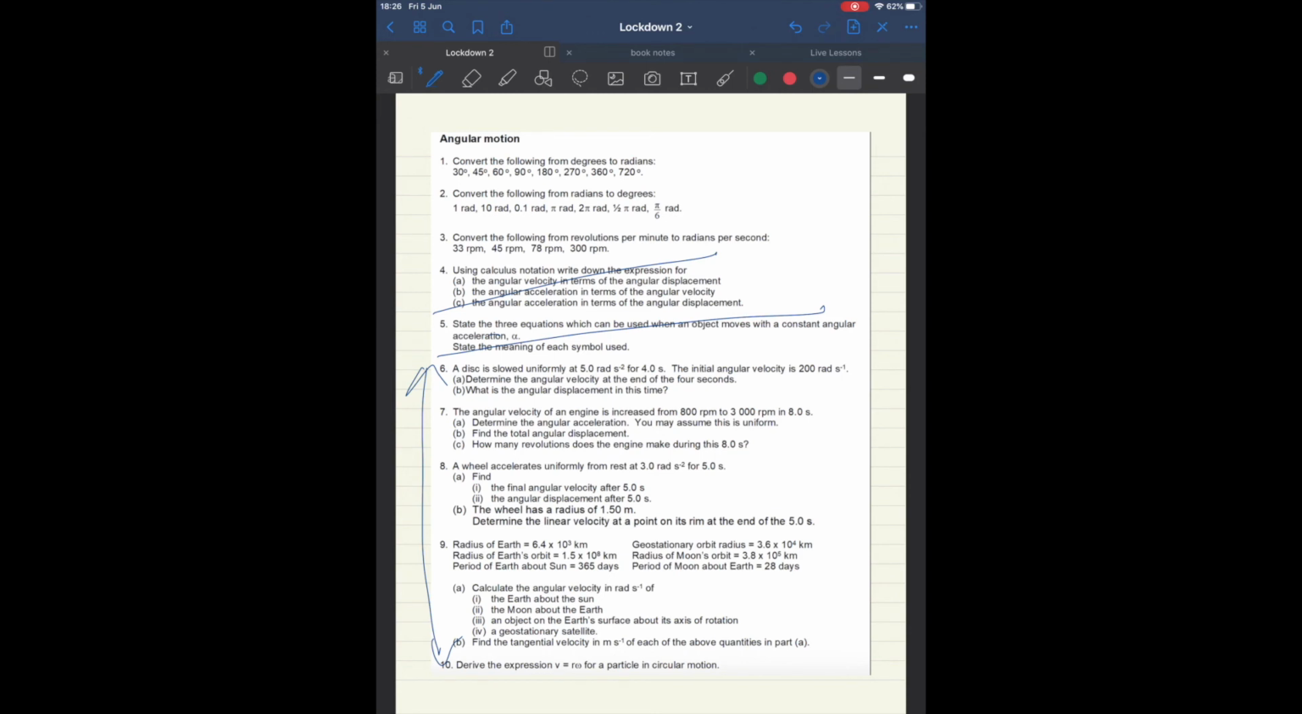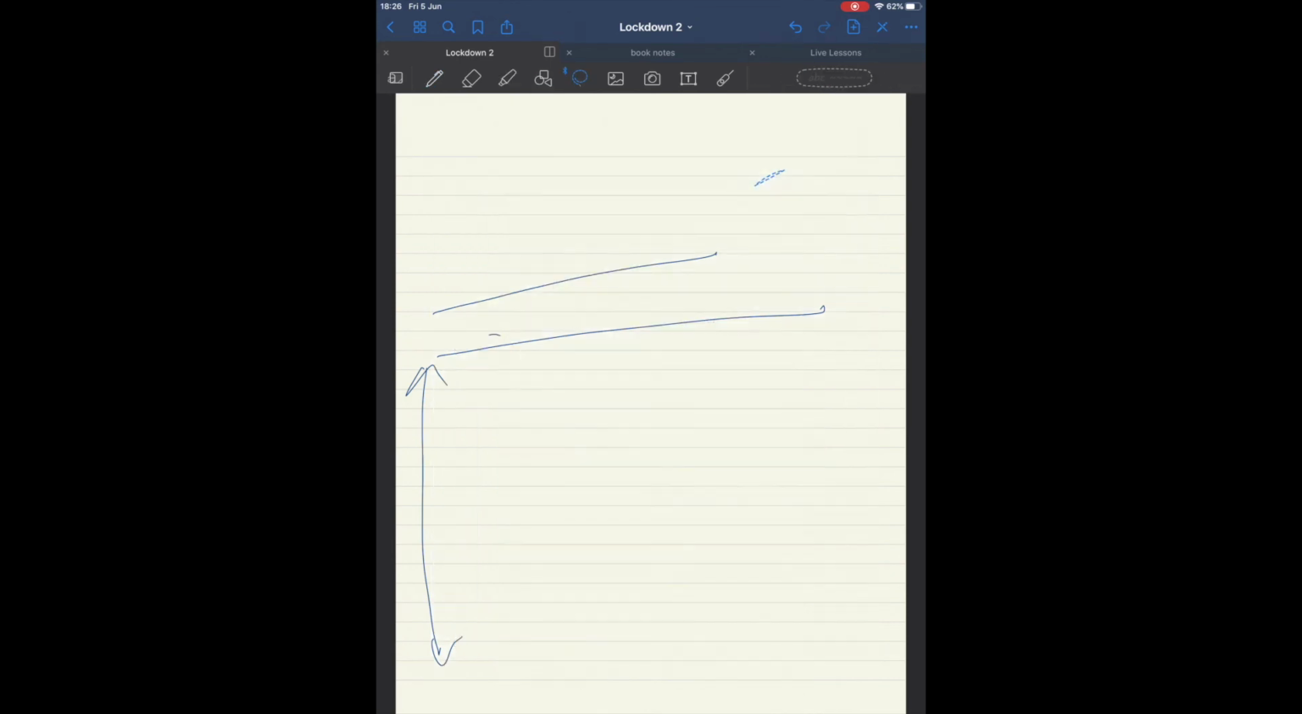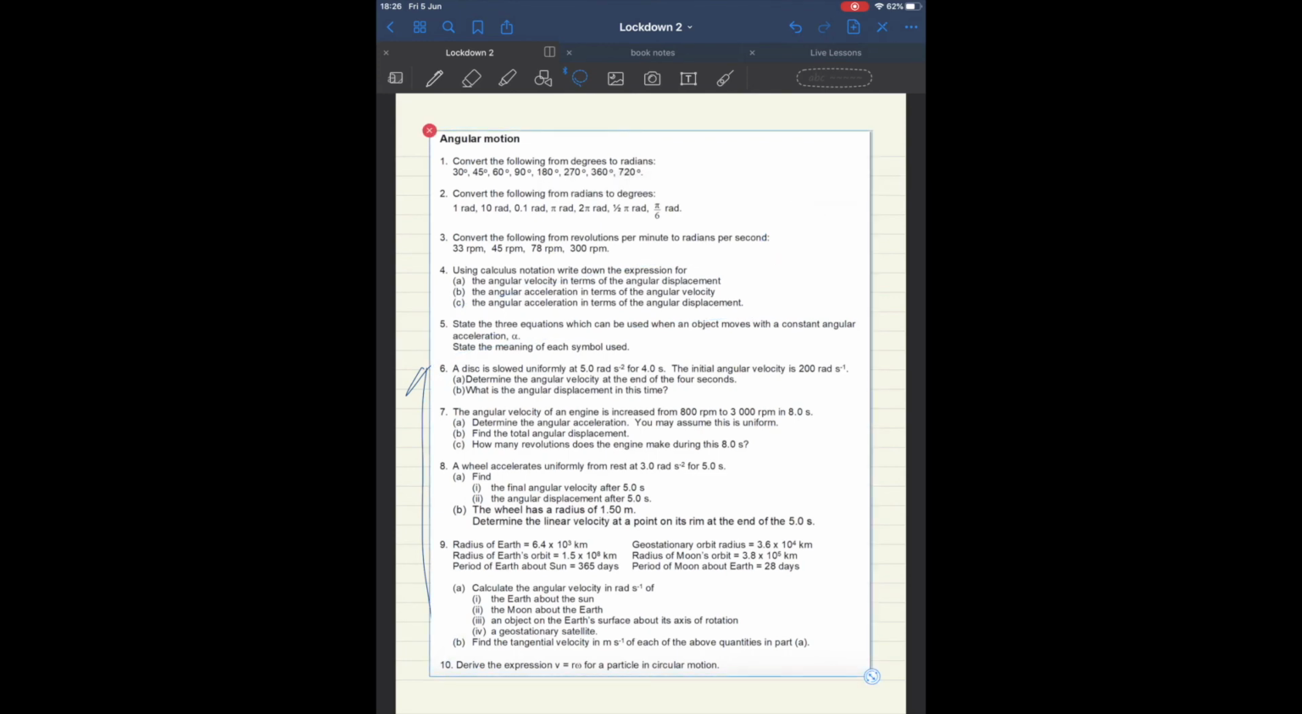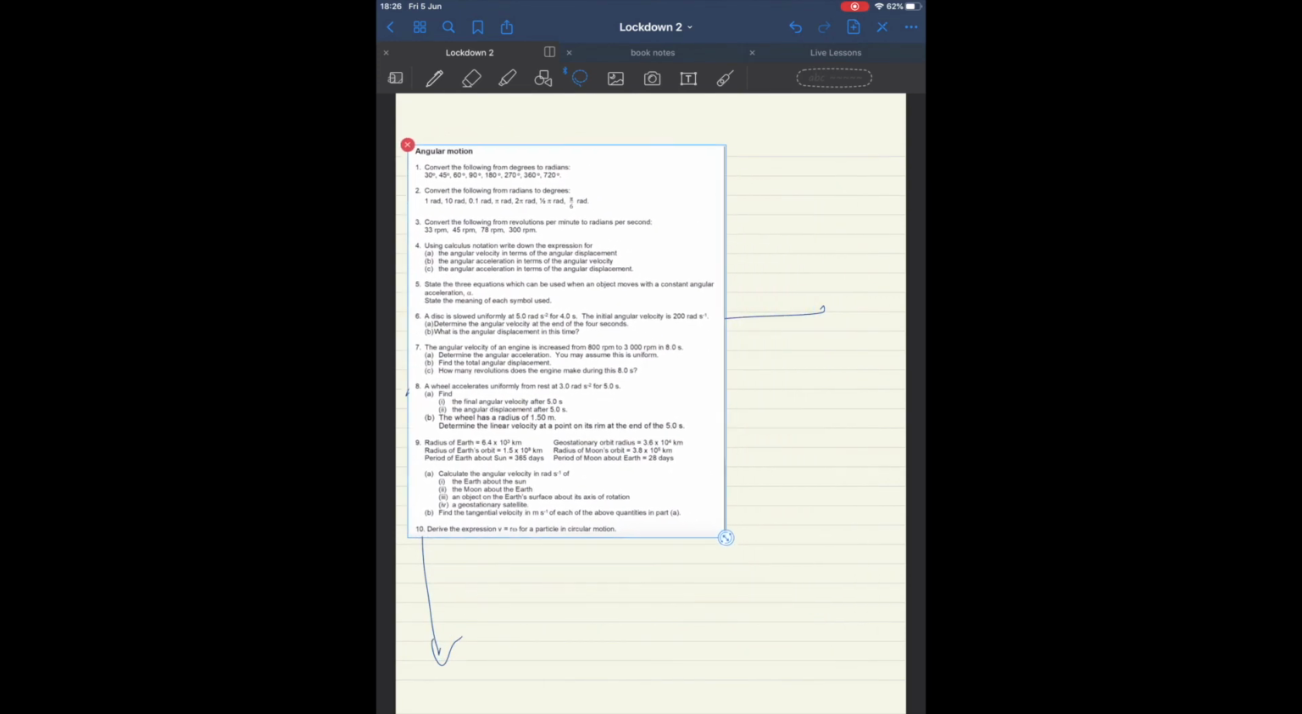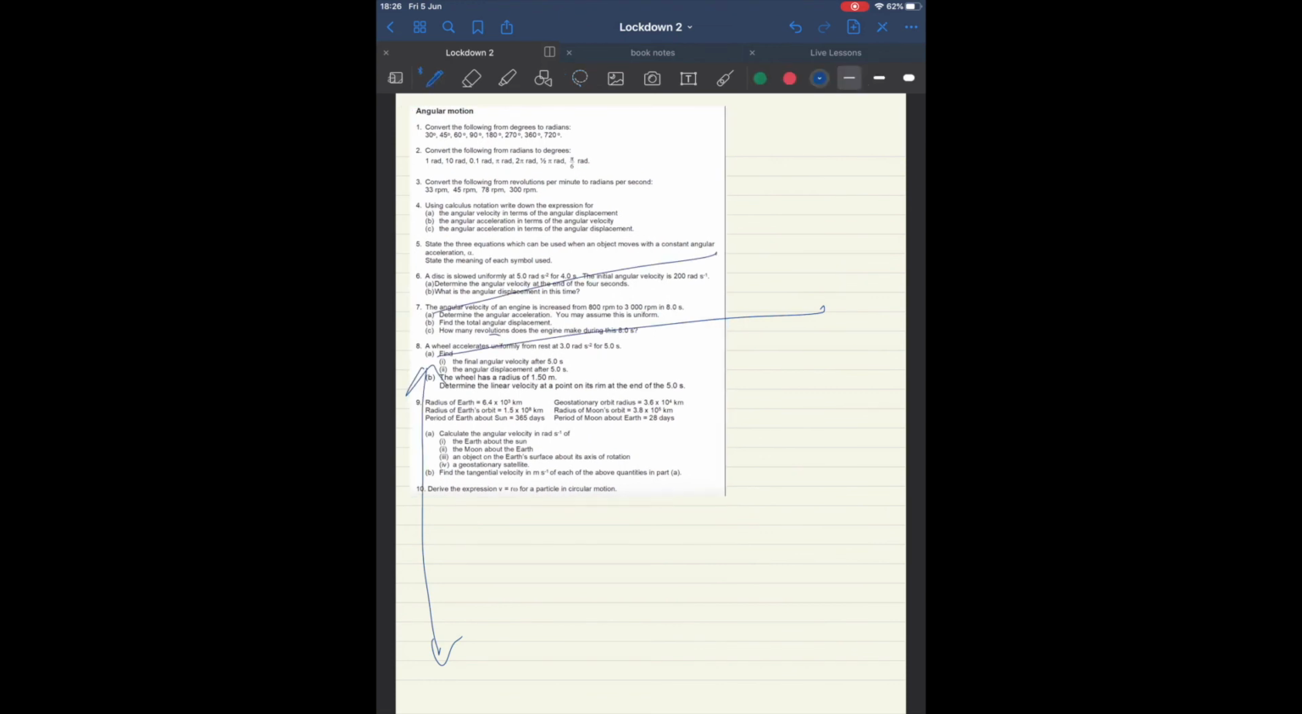A disc slowly rotates uniformly at 6. I'm going to give myself a wee bit of space. I'm going to just give me a second to put it down so I can actually write some stuff down and clear myself a little bit of room. Okay, right, it's number 5. Number 6, sorry. It's number 6.